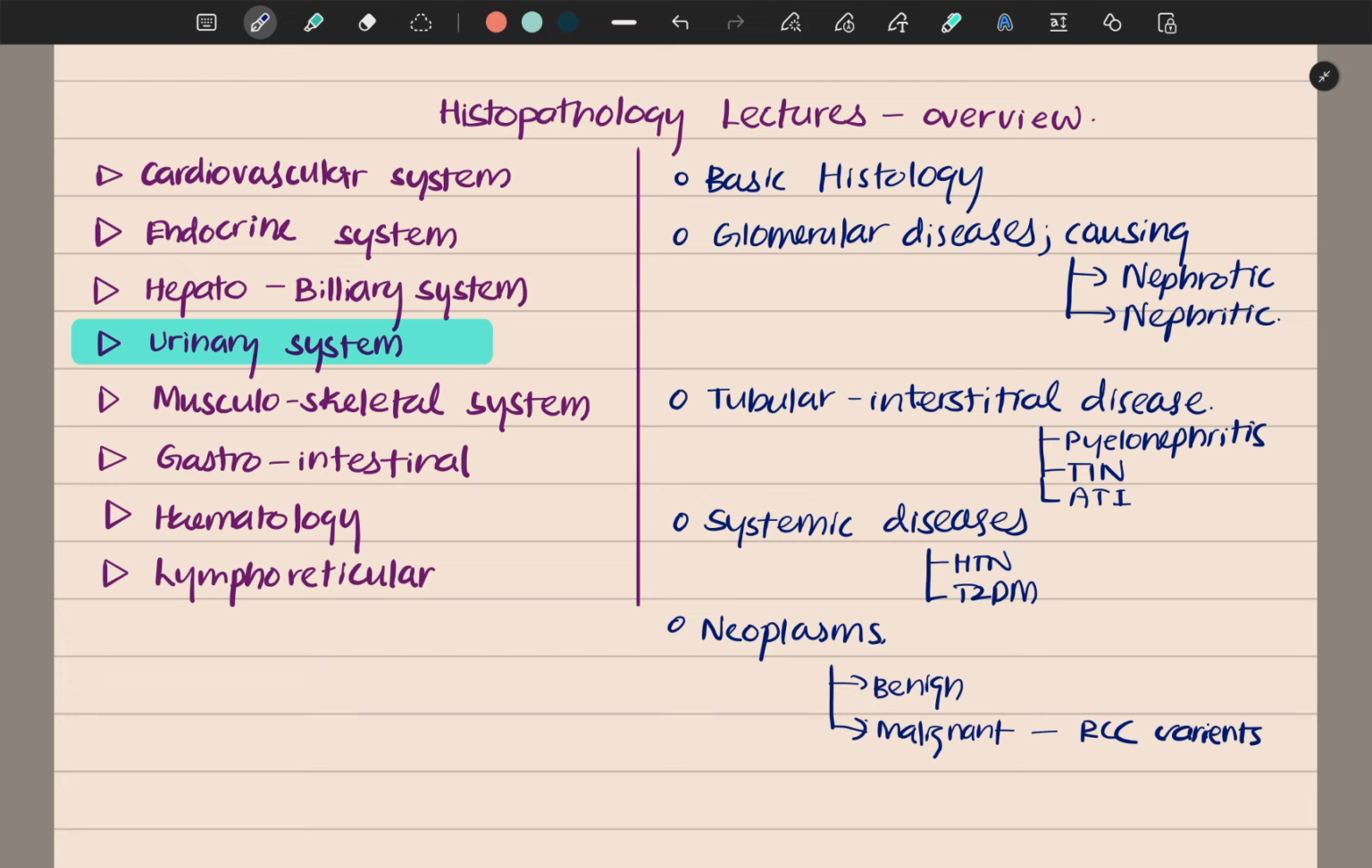go into in depth about these things, but know the basic idea of what each and every one of these diseases is.